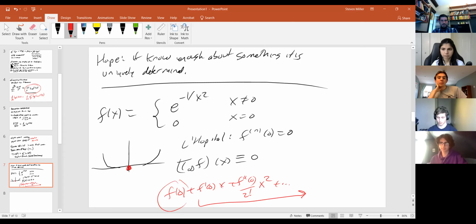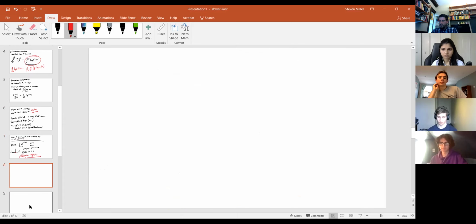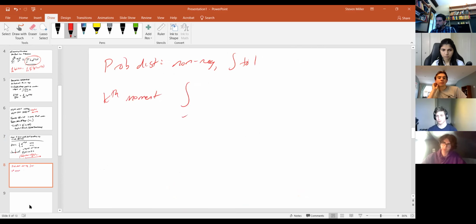So why am I talking about this with matrix theory? Well, if I give you a probability distribution, it's non-negative and it integrates to 1. So the kth moment would be the integral of x to the k p of x dx. And the hope is that the moments uniquely determine p.